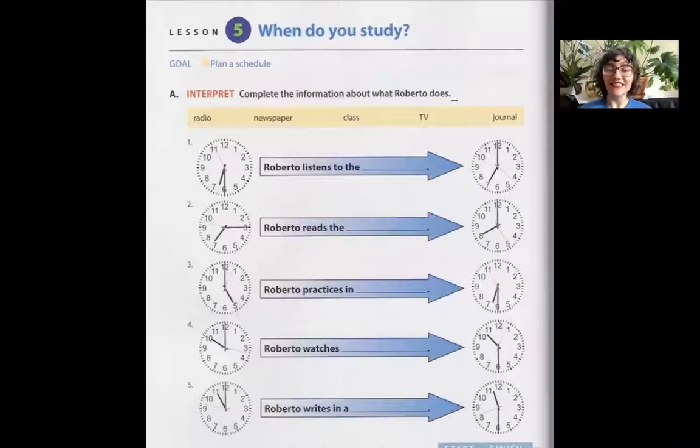Hi, students. So today's lesson is when do you study? That's the question we're asking. And the goal for today is for us to plan a schedule. So by the end of the day, we got to figure out how to plan a schedule. You may already know how to do this. But it says complete the information about what Roberto does.